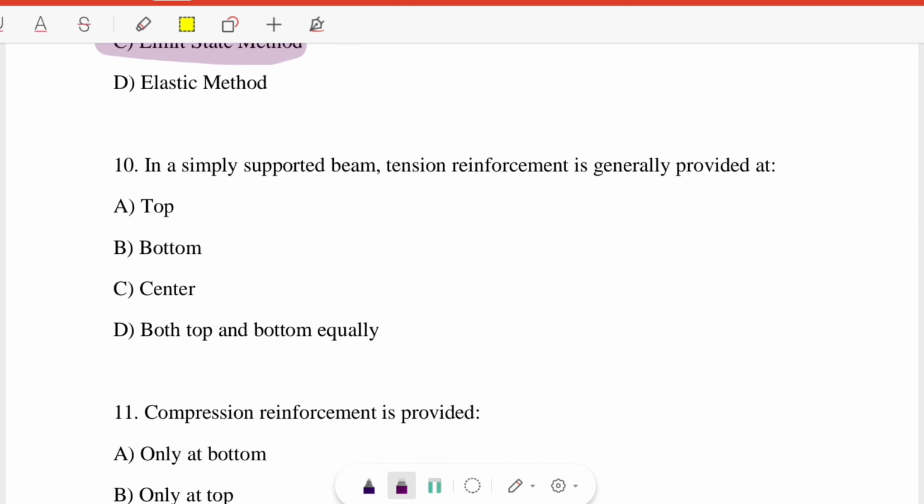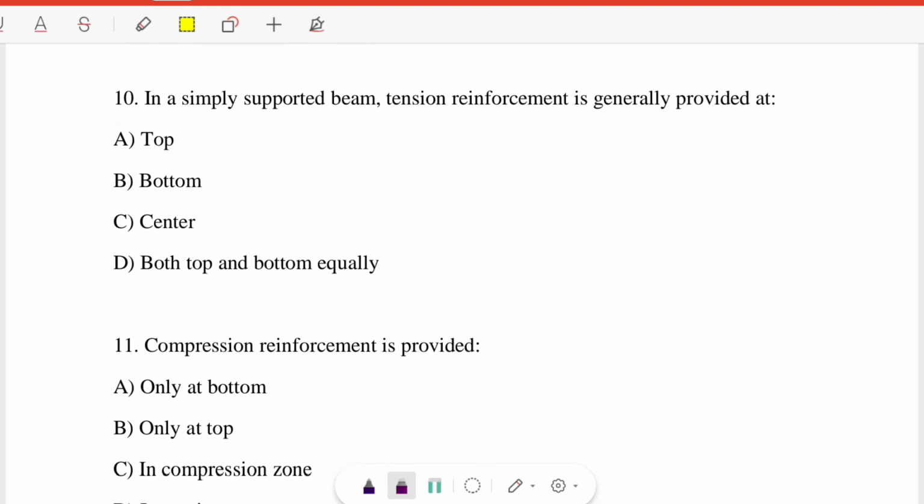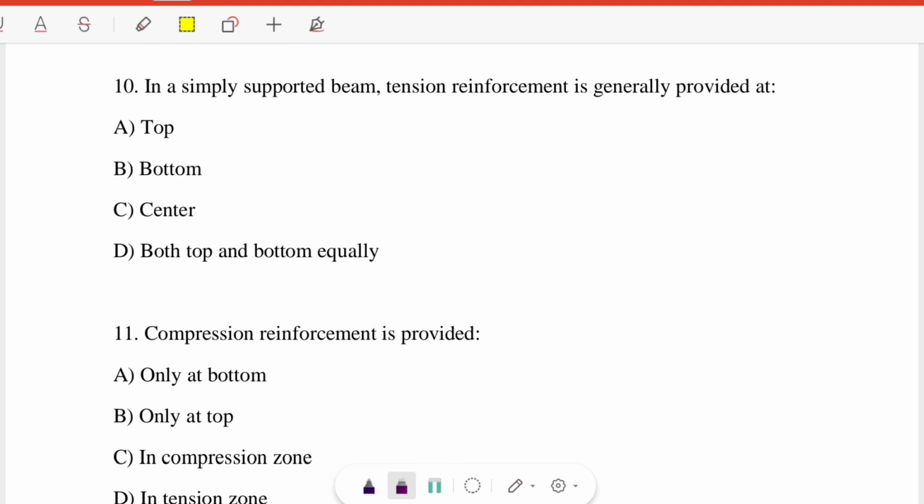Next question, in a simply supported beam, tension reinforcement is generally provided at option A top, option B bottom, option C center, option D both top and bottom equally. The correct answer is option B bottom, because the bending is maximum and so the tension is maximum in the bottom of the beam. So we provide the tension reinforcement at the bottom of the beam.